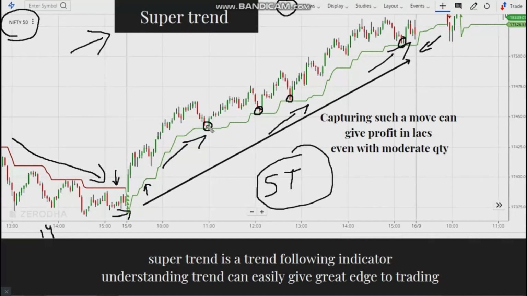So the price action candle actually touched the green line, but it behaved as a good support, and from here it actually took a reversal. If you can see this, it took a reversal. As I told you, Supertrend takes information from support and resistance. So capturing such a move can actually give profit, good profit.